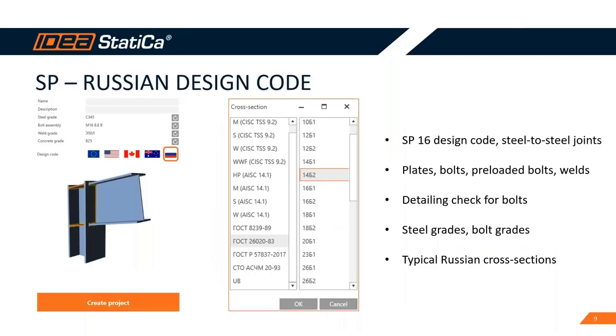We prepared a new Russian design code in IDEA StatiCa Connection according to the SP16 design code for steel-to-steel joints only. We implemented the code checks for plates, bolts, preloaded bolts and welds. Also, we prepared detailing checks for bolts. Steel grades and bolt grades usual for the Russian market are implemented, and also typical Russian cross sections are implemented into the IDEA StatiCa Connection library.